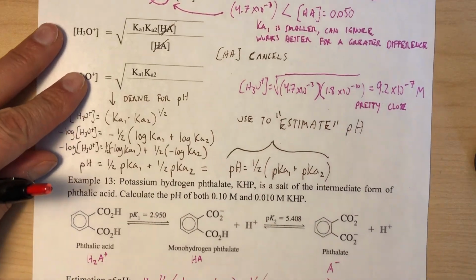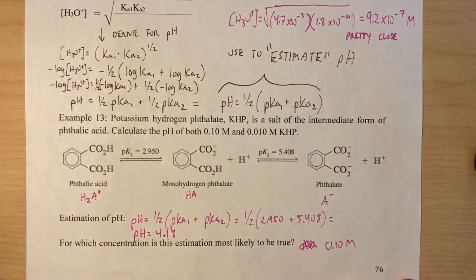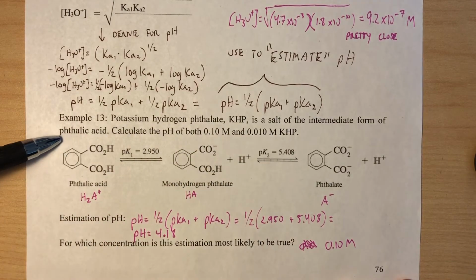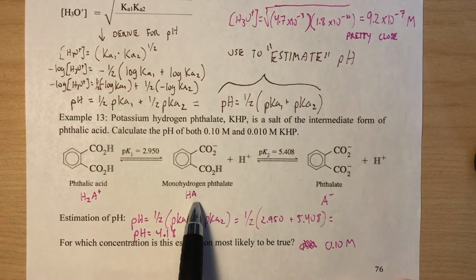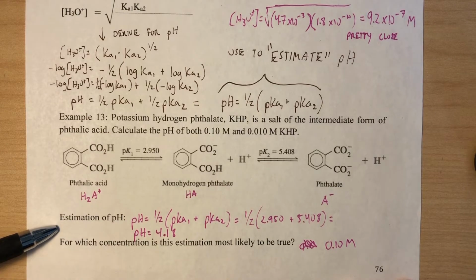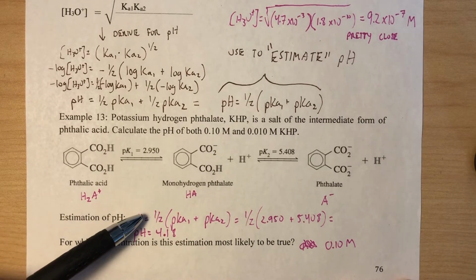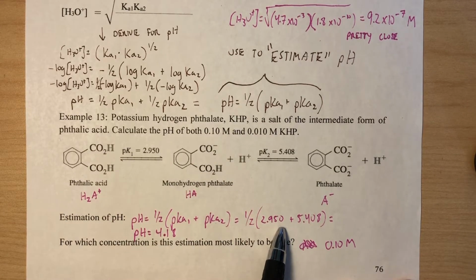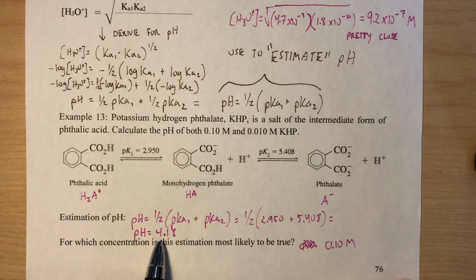So let's take a look at how that might happen. In example 13, we have potassium hydrogen phthalate, KHP, which is a salt of the intermediate form of phthalic acid. Calculate the pH of both 0.1 molar and 0.01 molar KHP. KHP is this intermediate species, which we can simplify and call HA. So if we estimate our pH, that's going to be equal to 1/2 times (pKa1 plus pKa2), which are both provided to us. So 2.950 plus 5.405, we get a pH that's estimated to be 4.18.